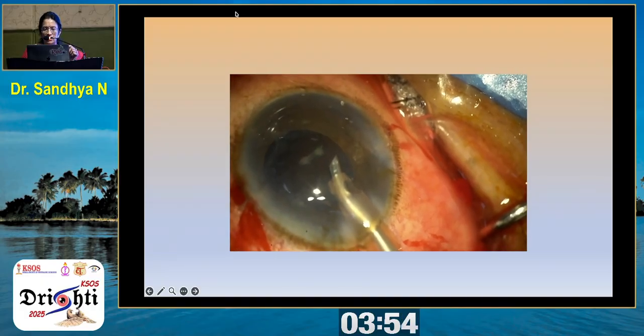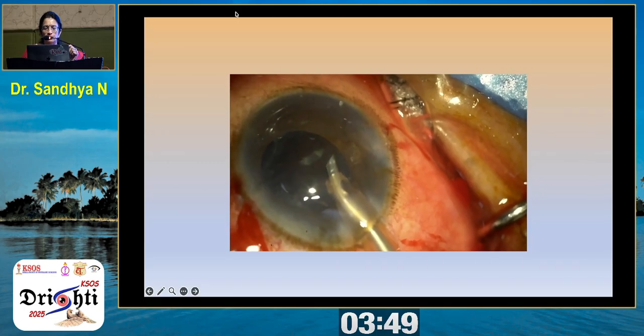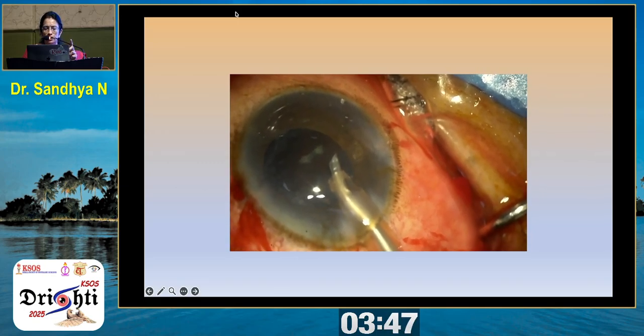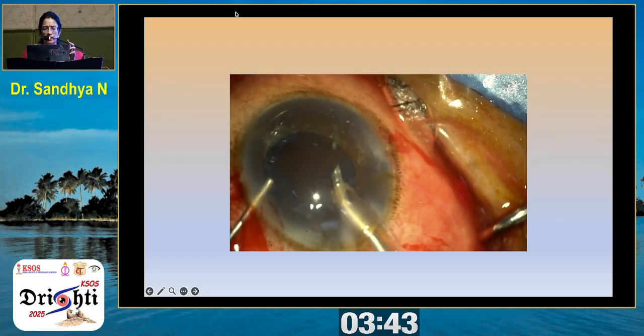But when the last nuclear piece was emulsified, the posterior capsule was caught by the phaco probe. You can see the small piece here and there. So before withdrawing the phaco probe, OVD was injected.